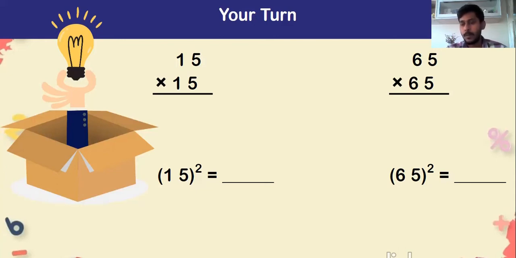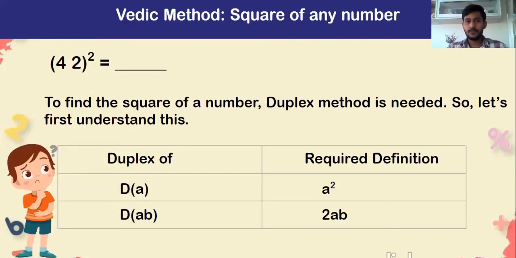Now applying the second step, multiplying 5 with itself will always give 25. So our final answer will always have 25 at the end. Our answer will be 6 into 7, 42, and 5 into 5, 25. So the answer will be 4225. So we have done both examples with the help of the Vedic method.